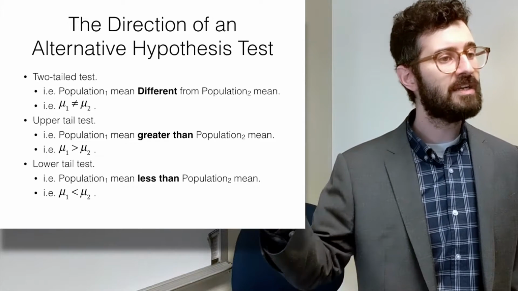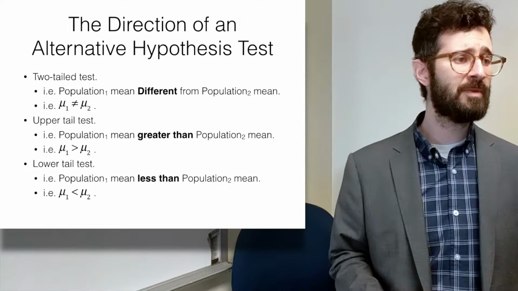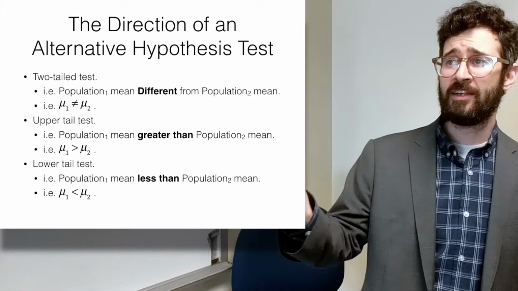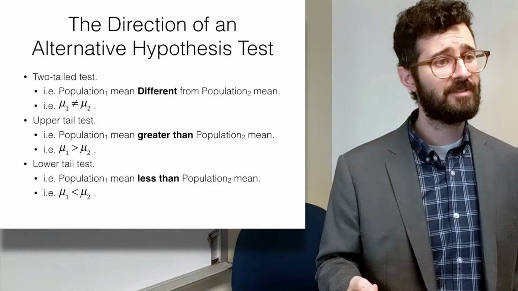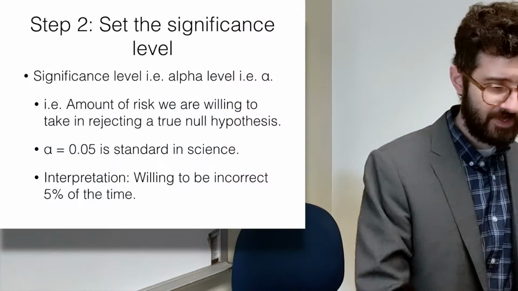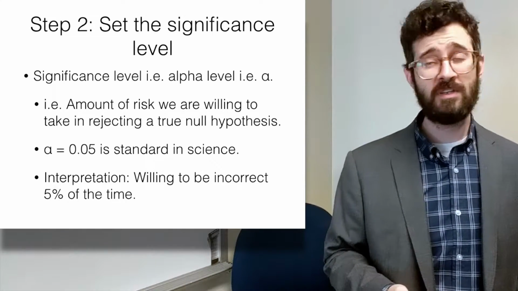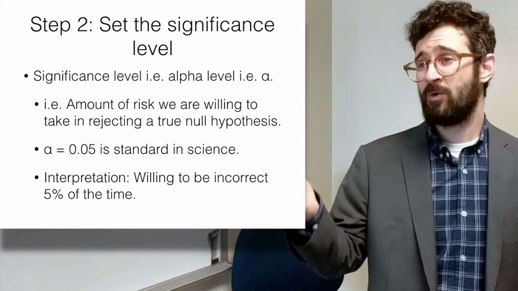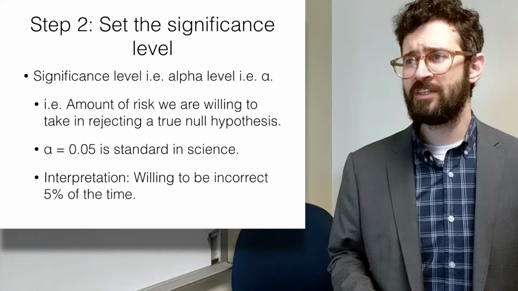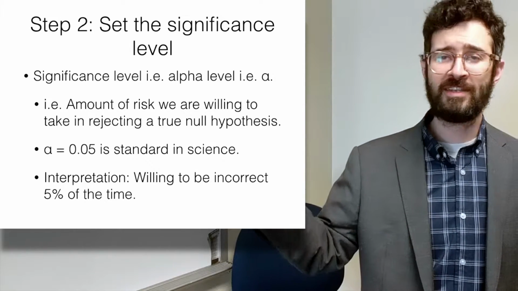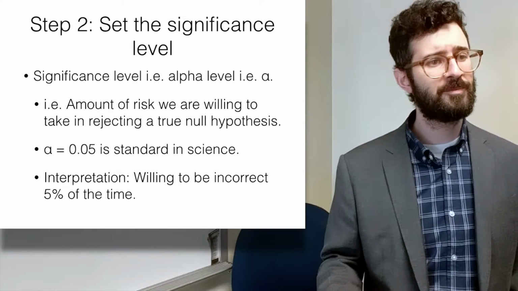Again, I have three alternative hypotheses to choose from. In this case, I decided to conduct a two-tailed test. Step 2, again, we set our significance level. In this context, once again, I've defaulted to the standard in science of 0.05.